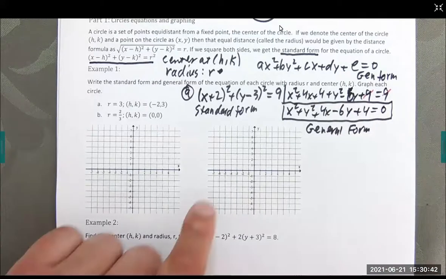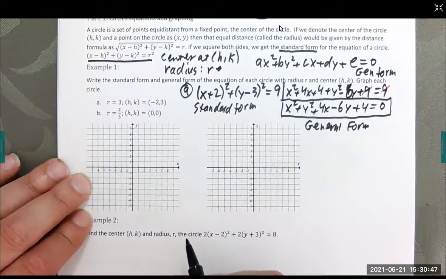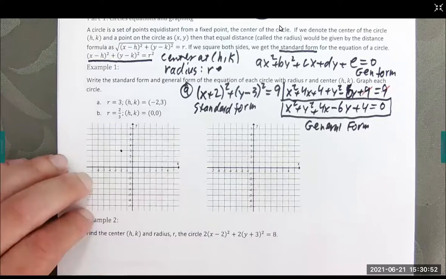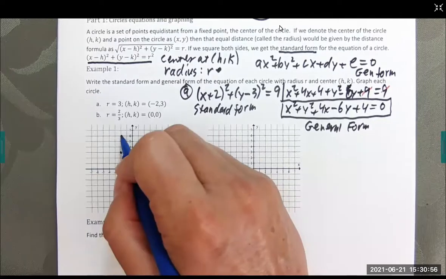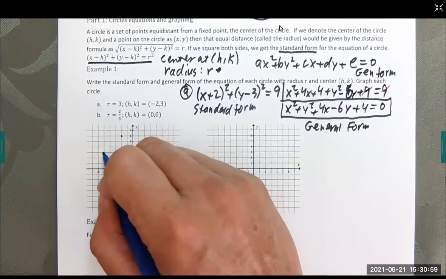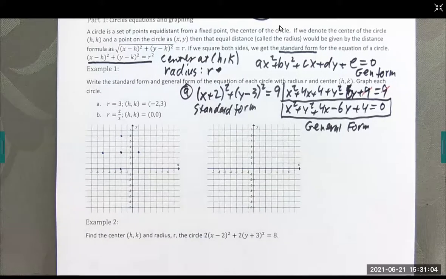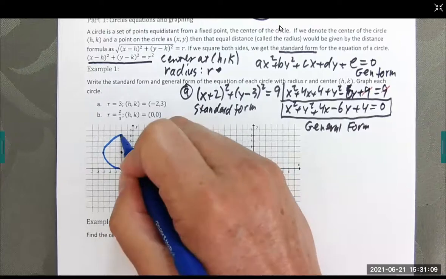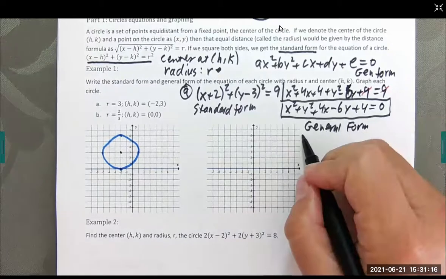And we're going to go and graph this. We'll finish this up and then we'll do part B. So we have a center at -2, +3. And from there, we're going to go a distance of 3. So 1, 2, 3, 1, 2, 3, 1, 2, 3, and 1, 2, 3. There is our circle. And you can just do the best you can with it. Part B is actually easier.